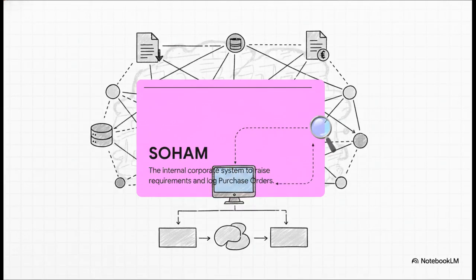And finally, there's SOHUM. You know how every modern business has an internal digital brain, right? Like an ERP where things are officially logged? Well, in our source material, that system is called SOHAM. This is where the BDE's requirements and the final POs live and breathe digitally.